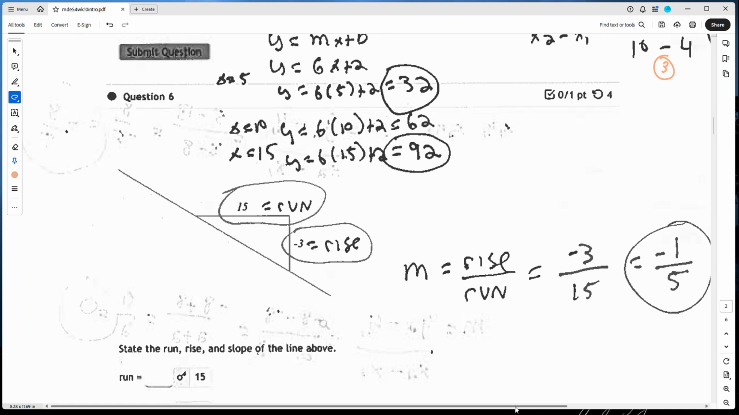Question 6. State the run, the rise, and the slope of the line above. This is a line here, and there's our rise. It's going to be the change going up or down. And the rise in this case is -3, and the run is the change in x. In that case, it's 15. So my slope is going to be rise over run, which is -3 over 15.